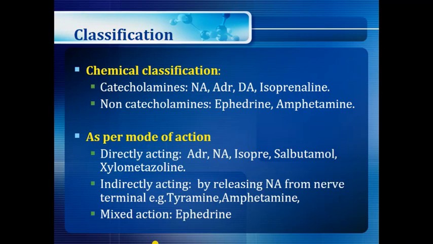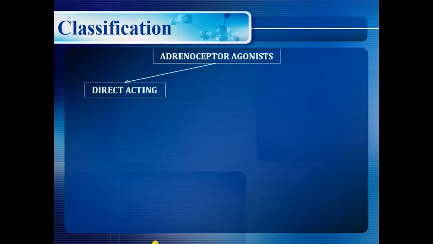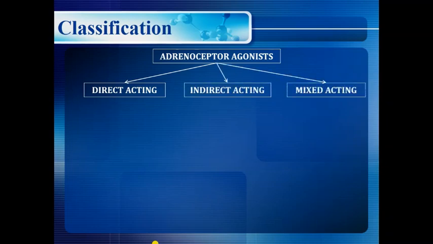They can be classified based on the mode of action, according to which directly acting agents are adrenaline, noradrenaline, isoprenaline, salbutamol, xylometazoline, etc. Drugs which act indirectly by releasing norepinephrine from the nerve terminal are tyramine and amphetamine, and there are certain drugs which have mixed action, direct and indirect both, that is ephedrine. So adrenergic agonists can be divided into direct acting, indirect acting and mixed acting.